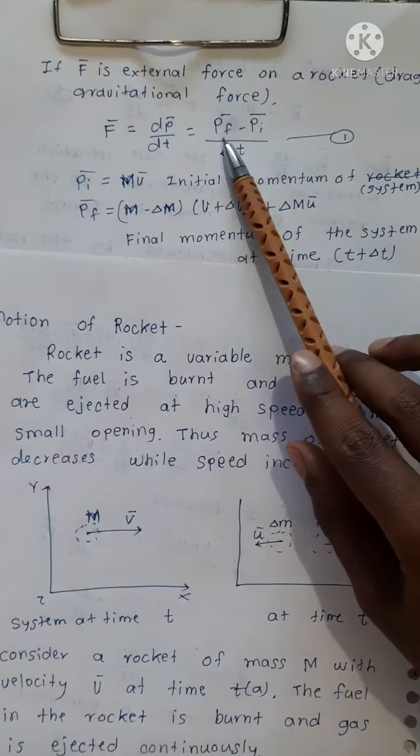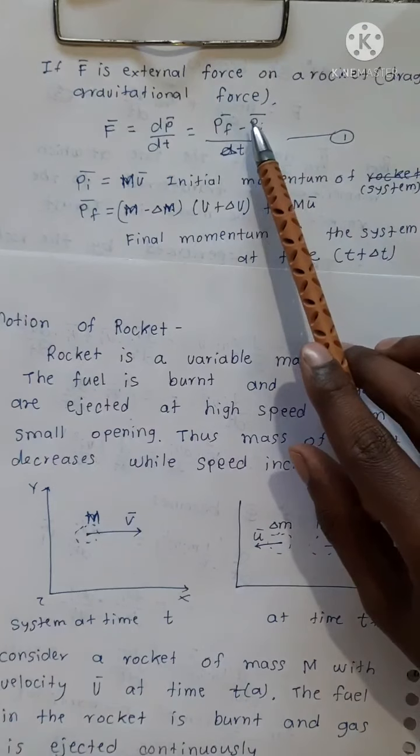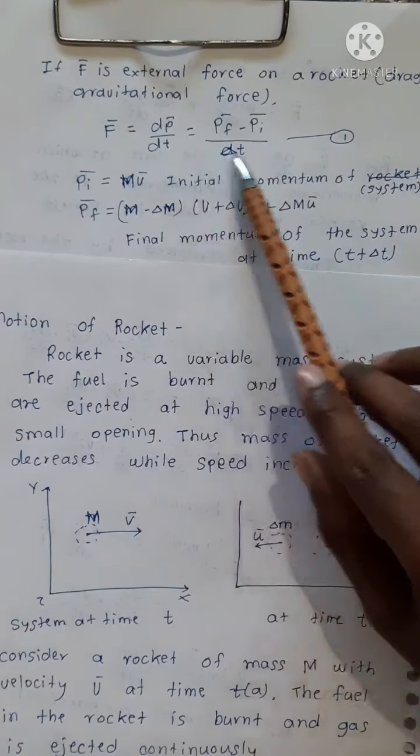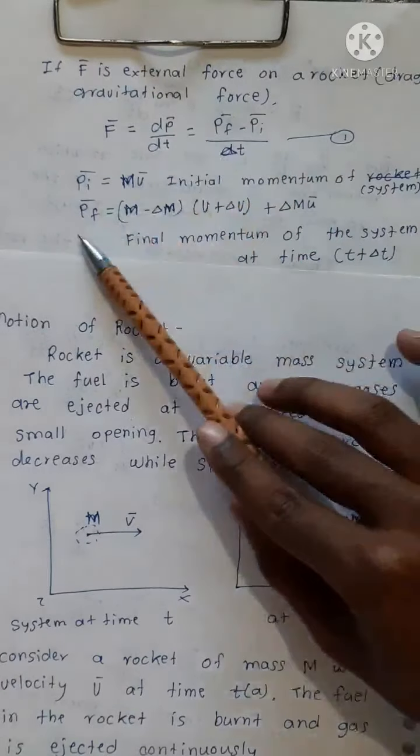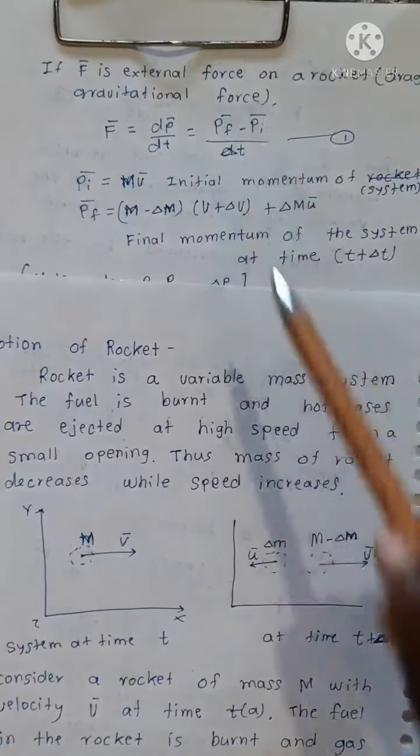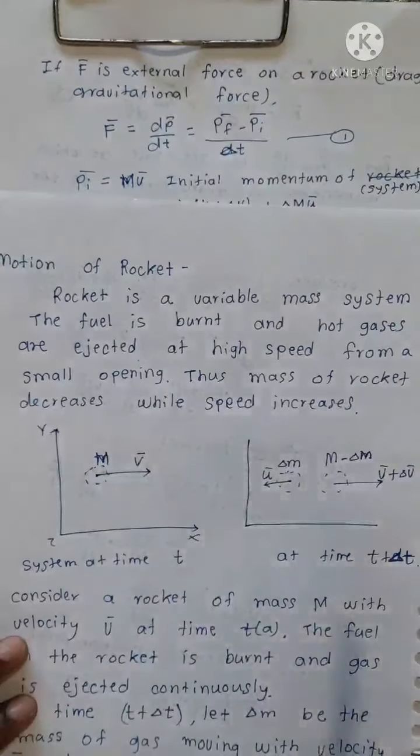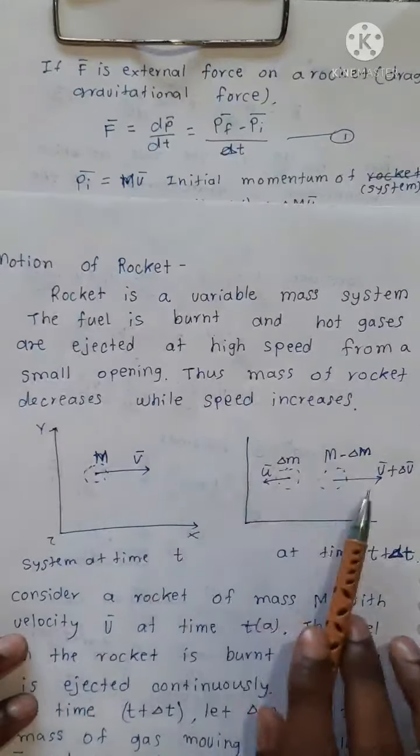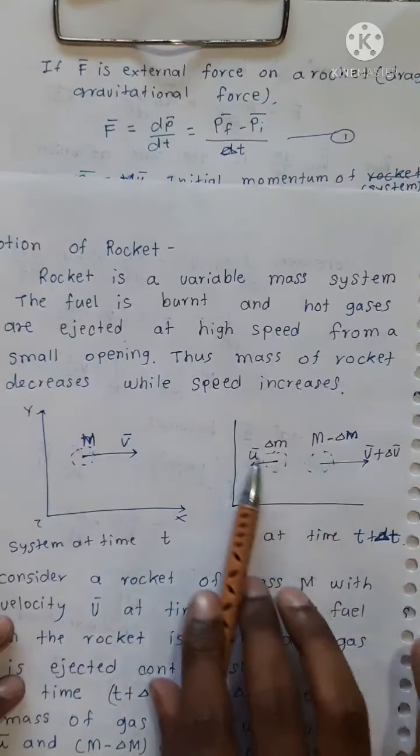We can write it as the final momentum minus the initial momentum, so that will be the change, divided by the change in time. So that will be the rate of change of momentum with respect to time. Now the initial momentum of the rocket we can see in this diagram, rocket or system, because we are considering this whole system. In this case we are considering the hot gases and this rocket as a whole system.